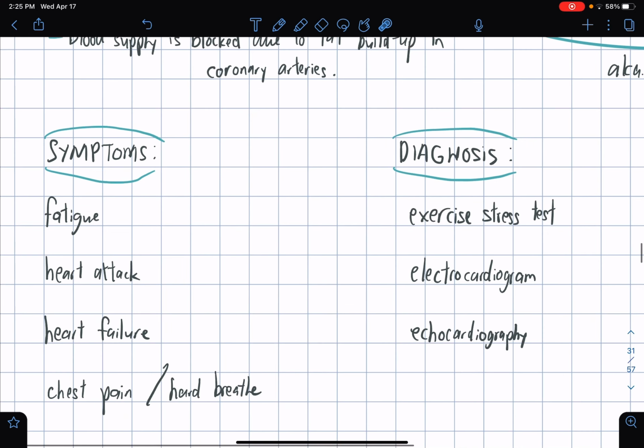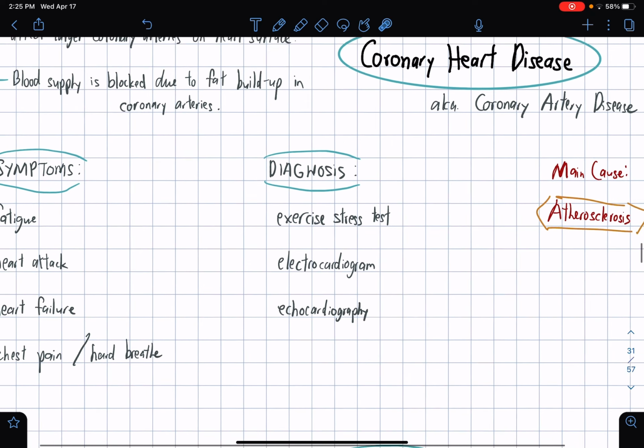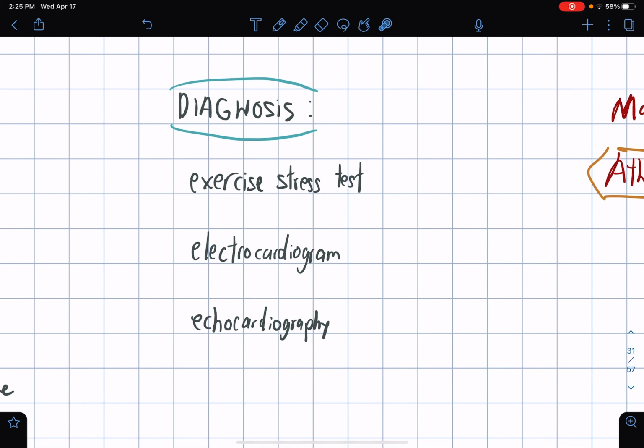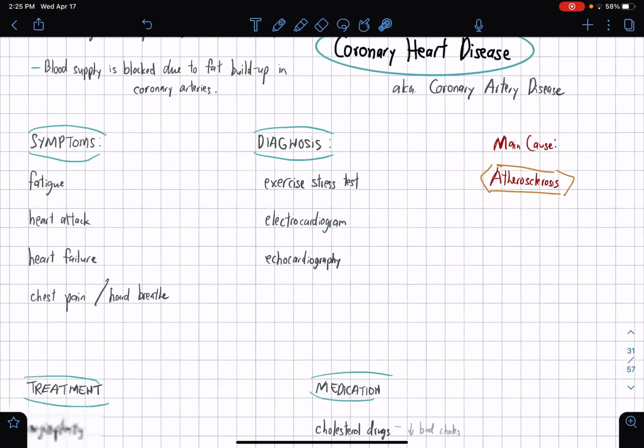So what are the symptoms? Fatigue, you get tired more often. That's because the distribution of blood is affected in a way that there is not enough blood distribution in body tissues, especially the muscle tissues, which are important in carrying out the movement of the body. So, heart attack, heart failure, chest pain, and it's hard to breathe. Those are symptoms. Diagnosis: exercise stress test, electrocardiogram, and echocardiography.